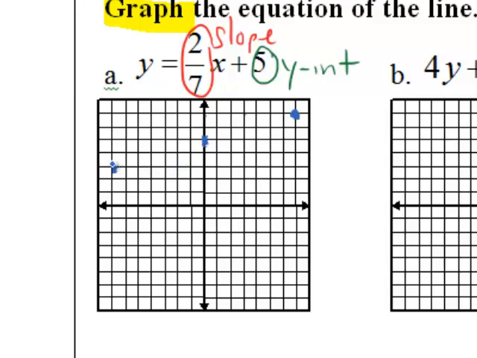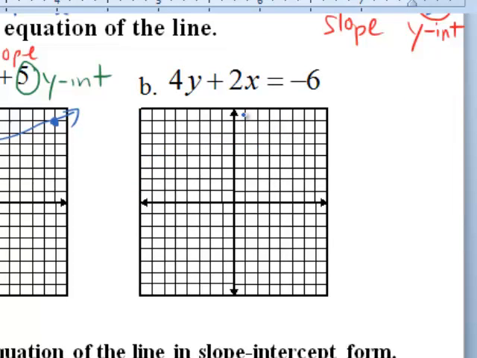So now I have 3 points. It kind of helps to see the line's going to go through all 3 of those, and this computer program is very hard to draw a straight line with. But there you go. There's the equation graphed of my y equals 2 sevenths x plus 5. Pause the video, see if you can write the equation for this part B. Come back and let's do it together.